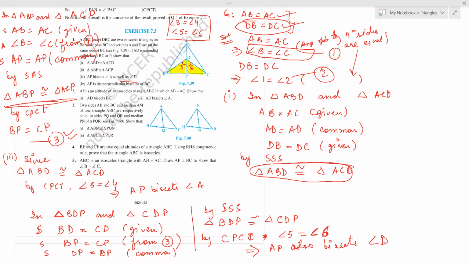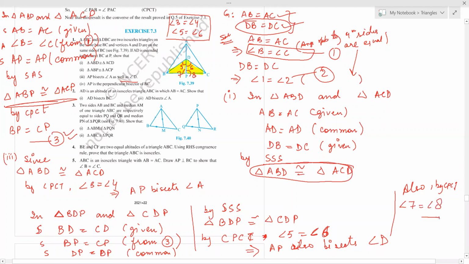Since we have proved they are congruent, we can do one more thing. We can write here also by CPCT. This was my angle 7 and this was my angle 8. So I can write by CPCT angle 7 is equal to angle 8. Let us call it equation number 4, because I'll need it in the next part.